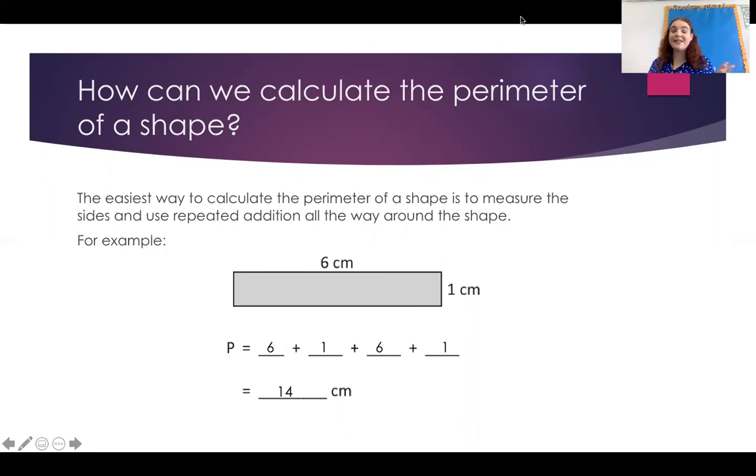So we have 6 centimetres, add 6 centimetres, add 1, add 1. And then when we add them all together, 6 and 6 we already know makes 12, add the 2 ones makes 14 centimetres. The perimeter of this rectangle is 14 centimetres. If you want to draw it, pause the video, draw it out so you can see it for yourself.